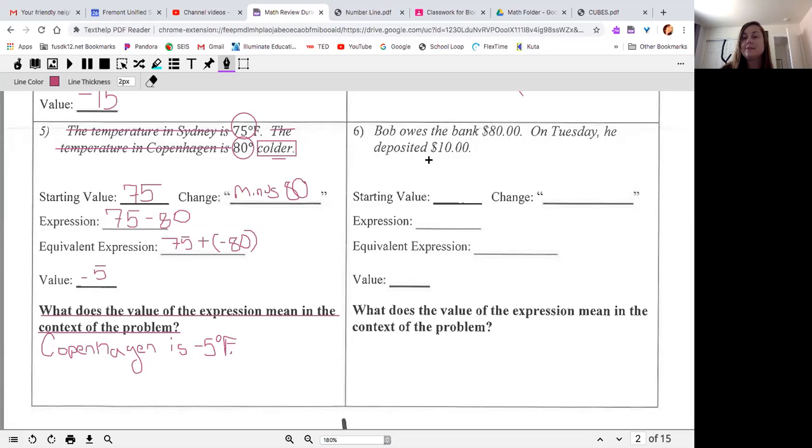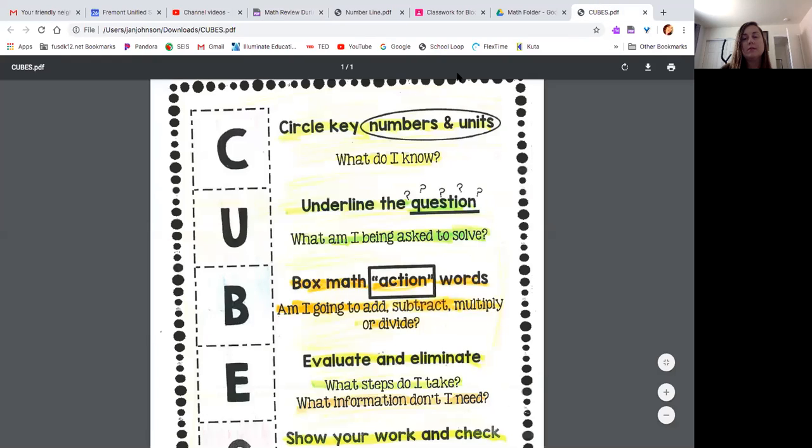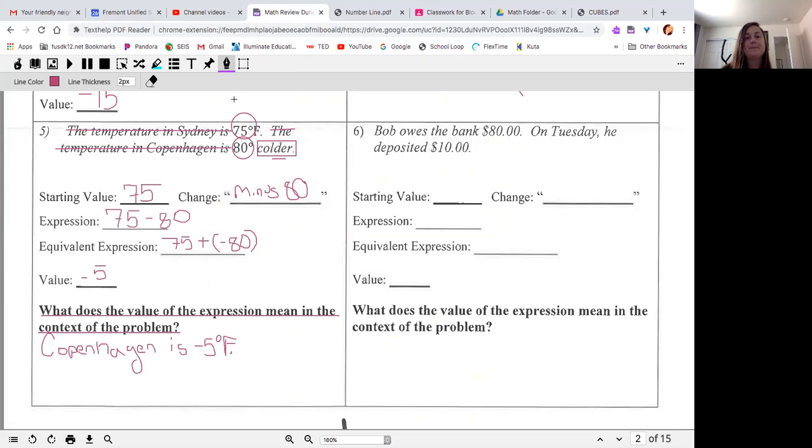Here's the last one for this video. Bob owes the bank $80. On Tuesday, he deposited $10. Okay. Back to cubes. Always use cubes. It's very helpful. So back to my circles. Okay. And I see 80 and 10. Okay. Underlining my question. Going over to boxing my terms now.